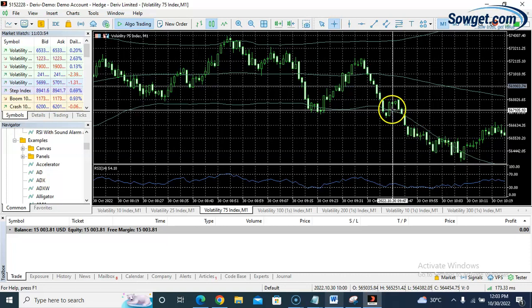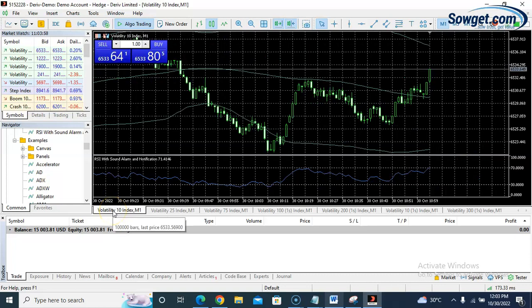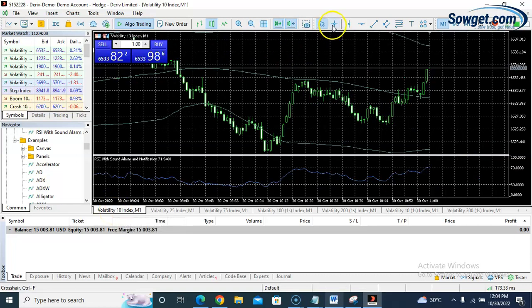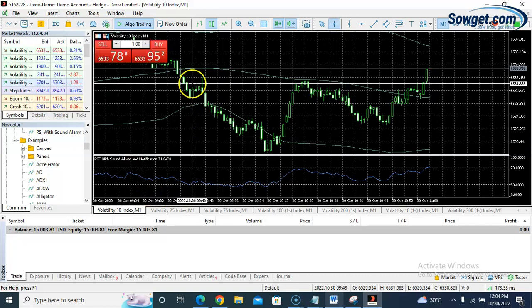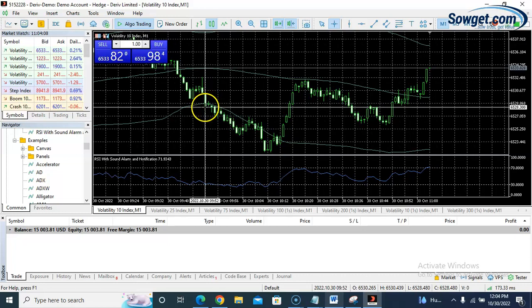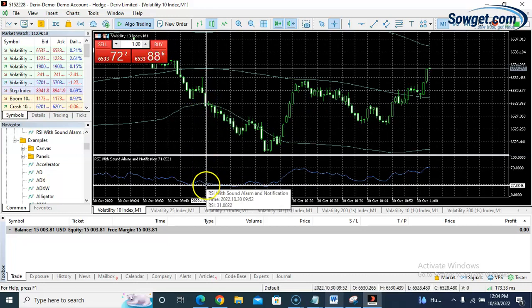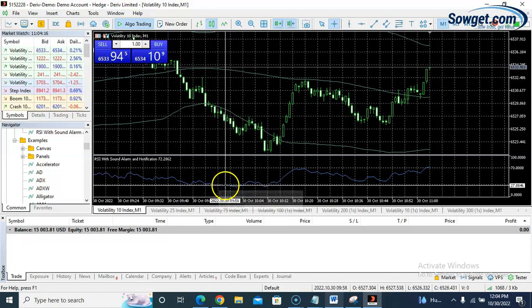But you make good profit from that trade. So if you check other volatilities, you see that it's the same thing. Look, I'm on the volatility 10 index here, and you can see this one here. The candlestick closed below the line here, but our RSI was still above 30 here. So let's see. I think it was around here. Look at around here, 26.